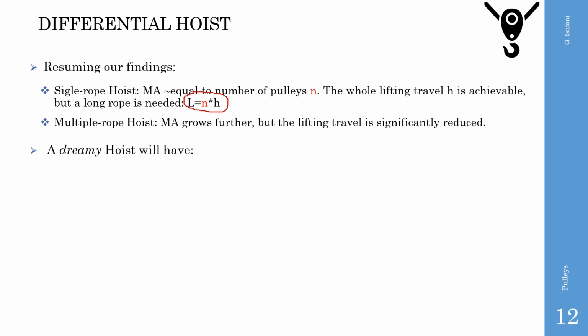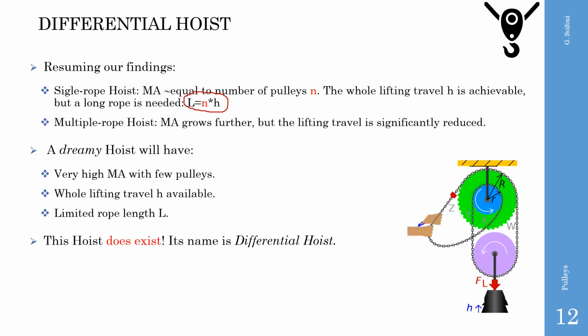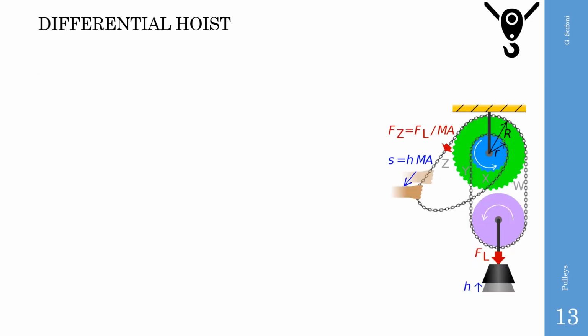What would we like to have, if we could? Just imagine an ideal hoist. Very high mechanical advantage with fewer pulleys, no lifting travel limitation, and short rope. Am I just dreaming? Not at all. This hoist does exist. Its name is Differential Hoist. Let's see it together. What is the differential hoist working principle?